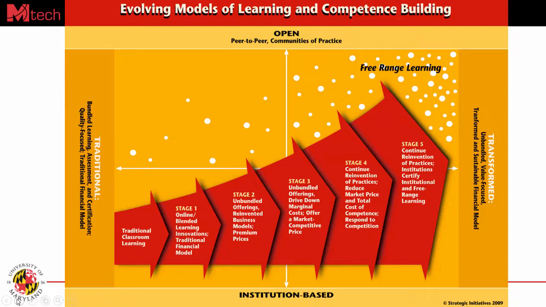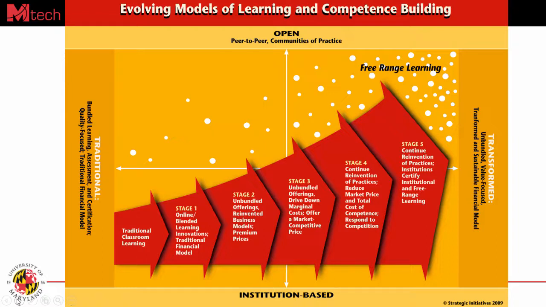Stage 1, by this graphic, is online and blended and more innovative, with a traditional financial model that may still be tuition-based. Stage 2 is some level of unbundling, where perhaps it's a more customized curriculum, maybe more courses, maybe shorter length courses, maybe new business models where you're paying by the course and not a flat tuition. Stage 3, Stage 4, Stage 5 continue to gravitate towards more free-range learning that's transformed into unbundling, that's more value-focused, more applied, with more differentiated business models.